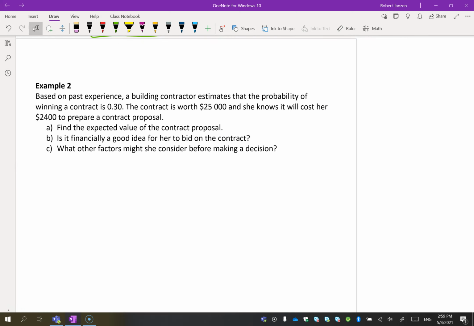Okay, so let's try another expected value question. Why don't you guys try this one? Write out the formula.